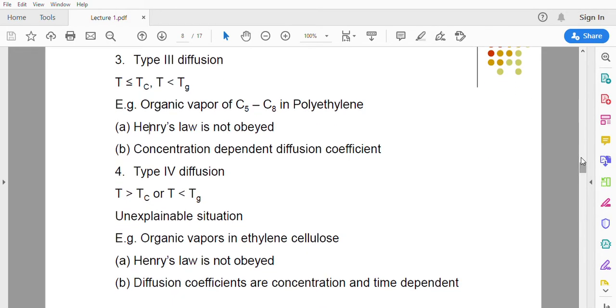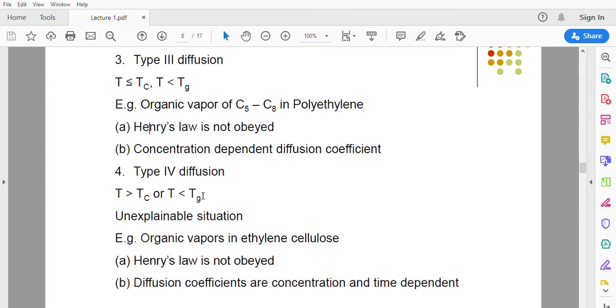If you want to separate a gas at the atmospheric or environment condition, when the environment temperature is higher than the critical temperature, meaning the gas is present in supercritical form, but the environment temperature is lower than the glass transition temperature, meaning T is greater than Tc and T is less than Tg.